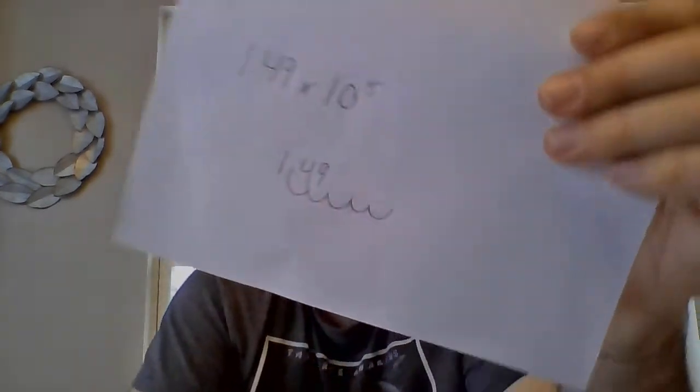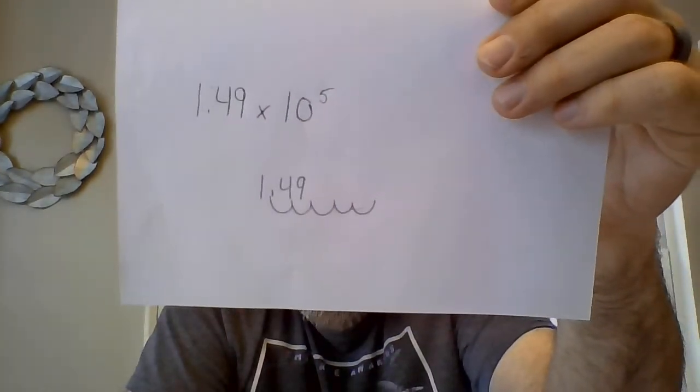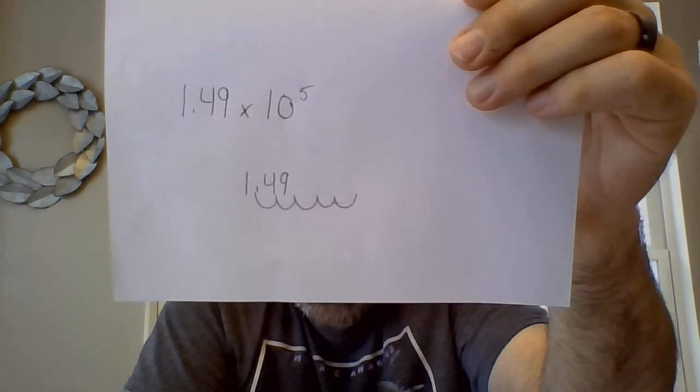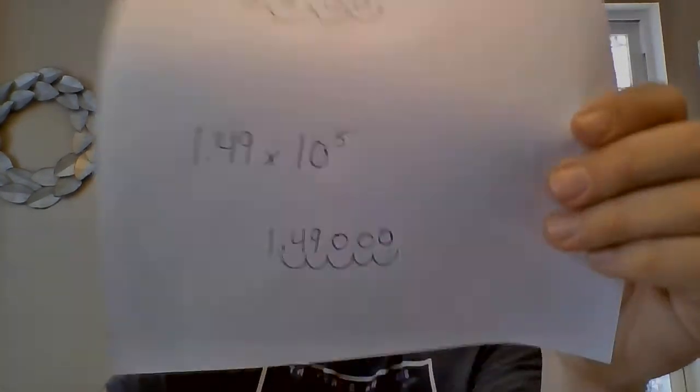And on your paper, you can do it 1, 2, 3, 4, 5. And where the little line dips down, it kind of looks like someone blinking, or I don't know, like a comb. Those are where the zeros go. So 1.49, and you're adding 3 zeros.